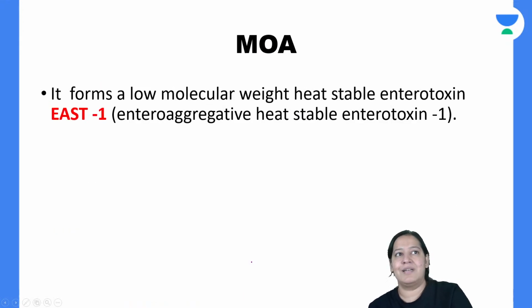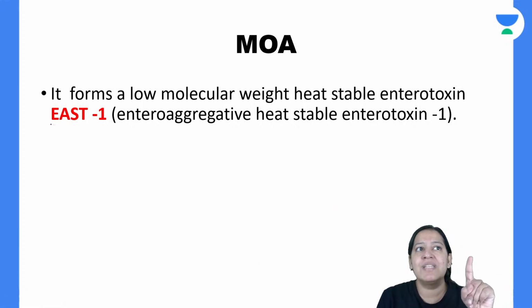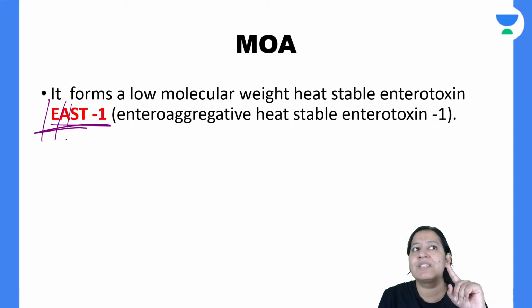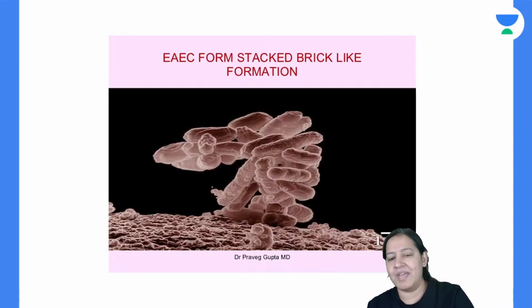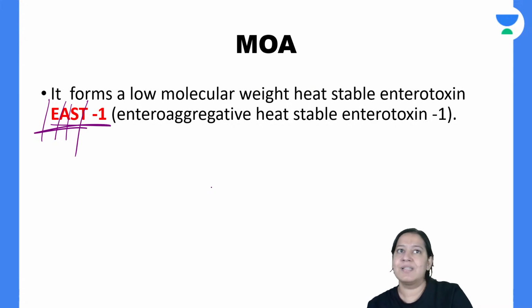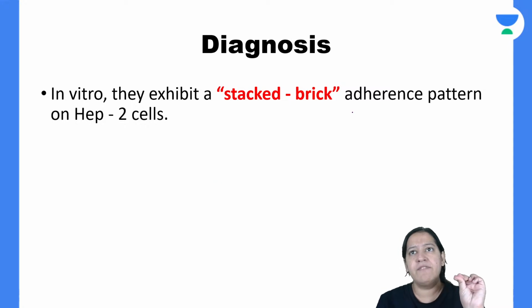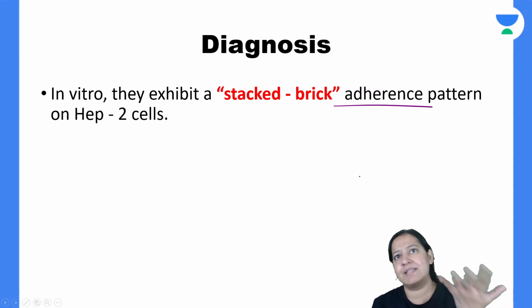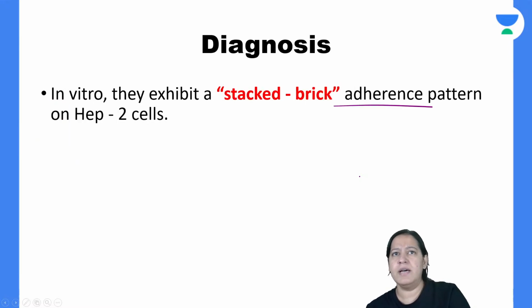Done. And okay, what is the mechanism of action? It also produces a toxin. The name of the toxin is EAST. Enteroaggressive stable toxin. Done. What is the mechanism of action of this toxin? It causes diarrhea. The exact mechanism is not written here. It will adhere to the intestinal cells and take a brick appearance, and it will cause diarrhea. Done. That is the mechanism of action.